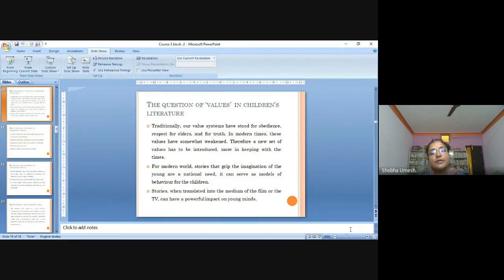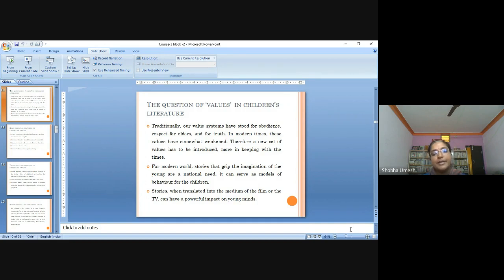And also the next point is that for the modern world, stories that grip the imagination of the young are a national asset. They can serve as models of behavior for the children. So apart from this, we also have to impart nationalism and patriotism in the child, and they should take as models the patriotic stories and the struggle for freedom. All these things should become models for behavioral modulation in the children.